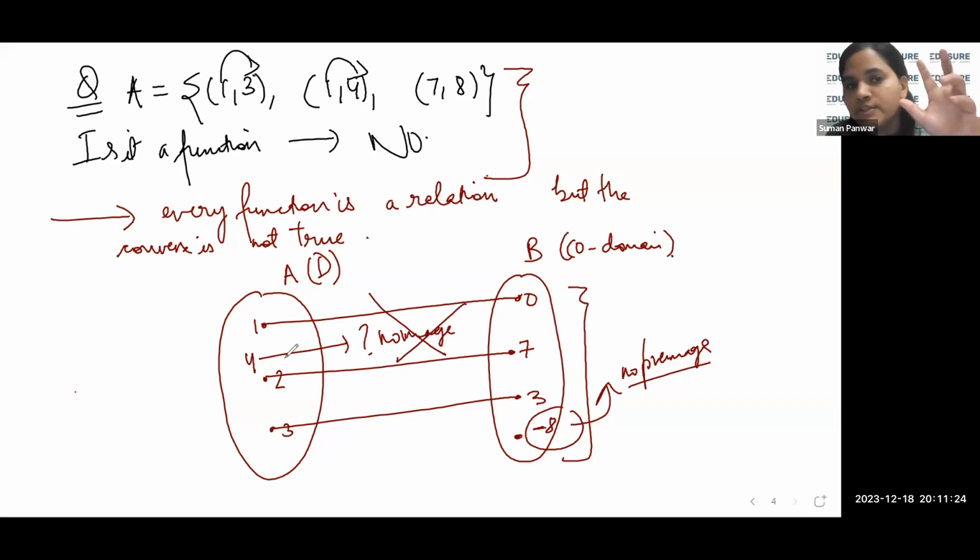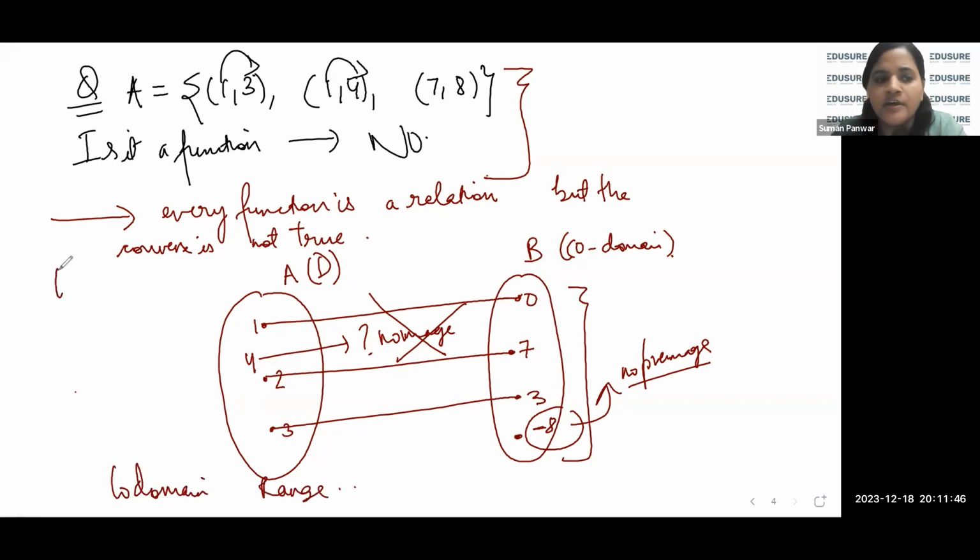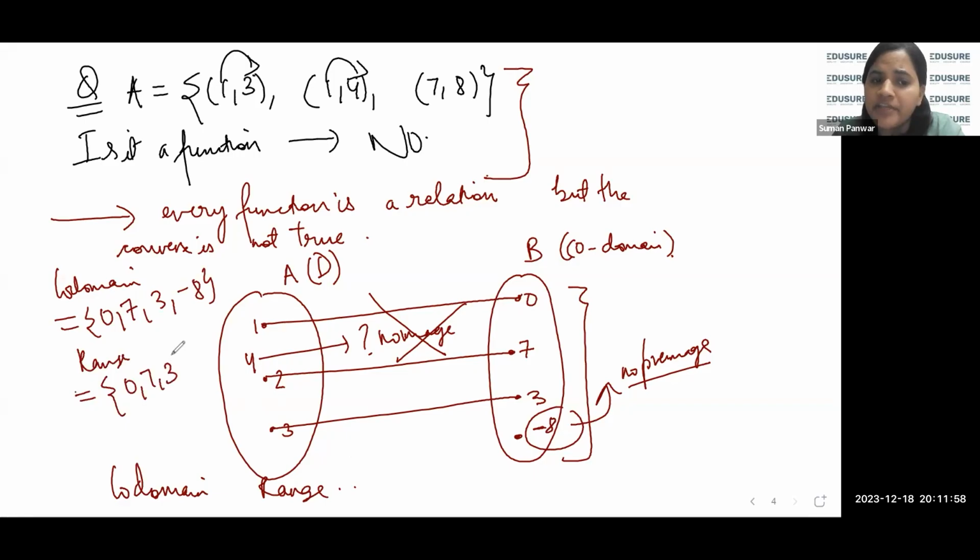So what is the moral of the story? Nothing can be left behind here in the domain. Things can be left over here in the codomain. I hope it is understandable. That is why we have two terms, codomain and range. So in this question, the codomain was the set {0, 7, 3, minus 8}, but the range was the set {0, 7, 3}. You see, the range is a proper subset of the codomain. That is a perfect possibility.